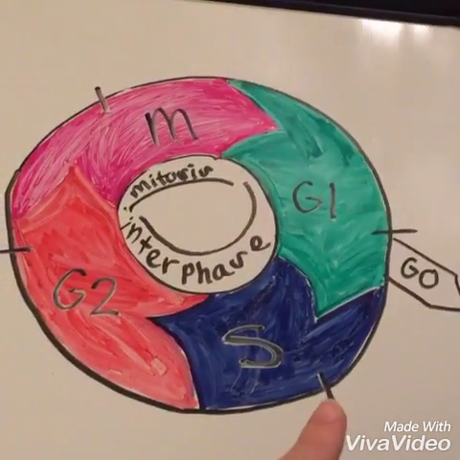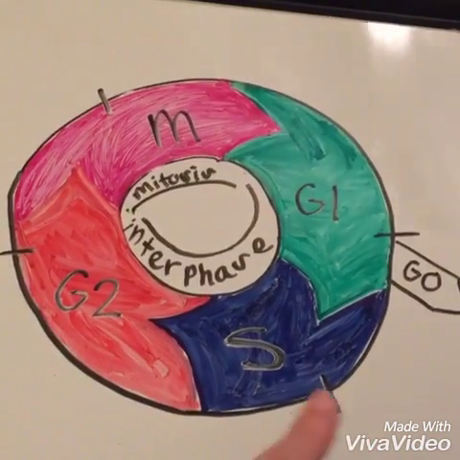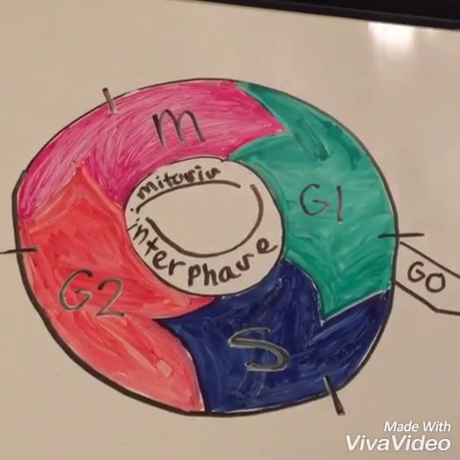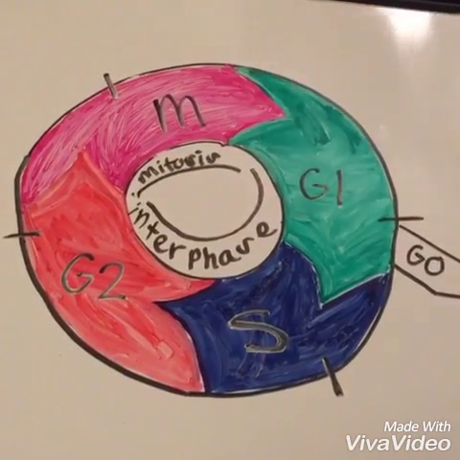These black marks represent checkpoints where the cell is checked out and it can only move on to the next phase if everything has happened correctly in the previous phase.